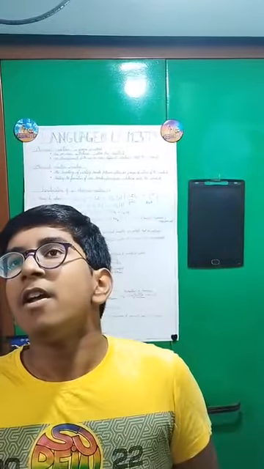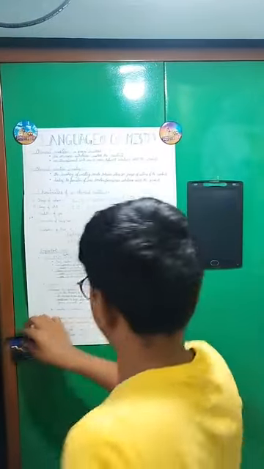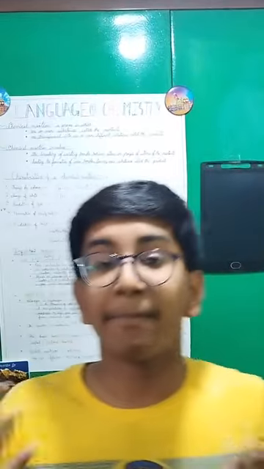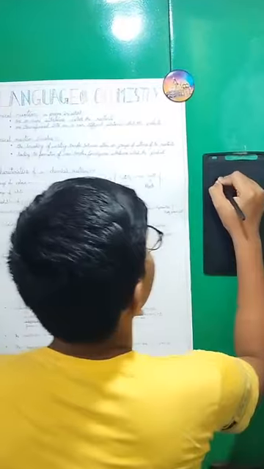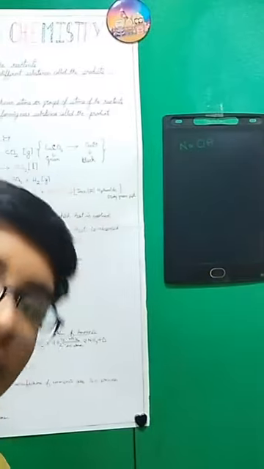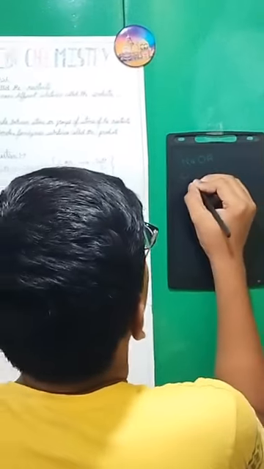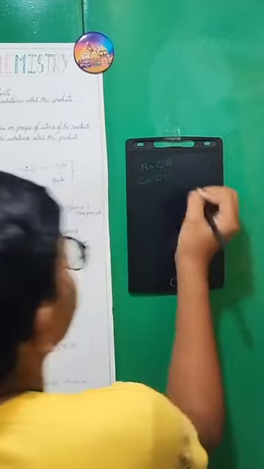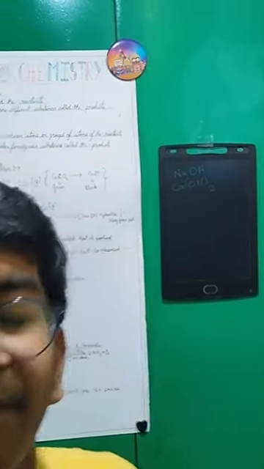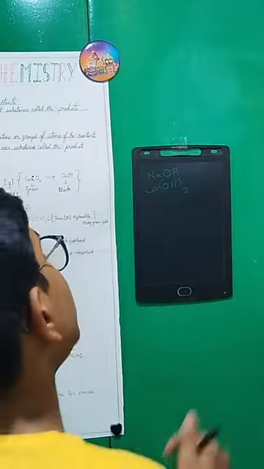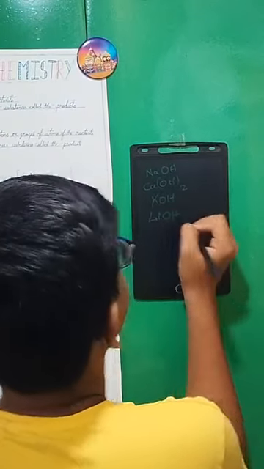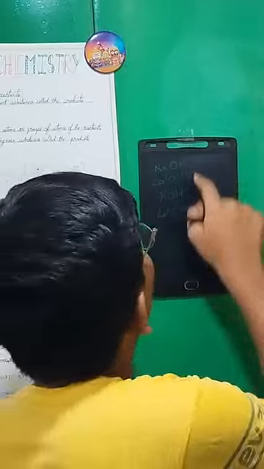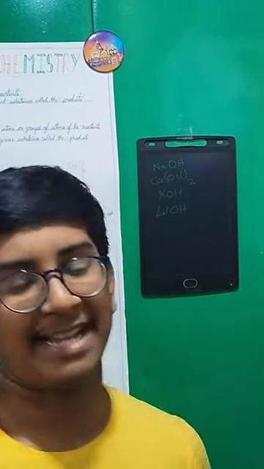See, I am telling you the formulas of some bases, some metal formulas. Sodium hydroxide NaOH, calcium hydroxide Ca(OH)2. Done. Then potassium hydroxide KOH, lithium hydroxide LiOH. See, these four bases are all hydroxides.